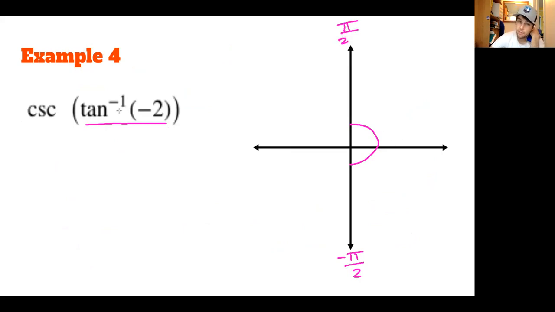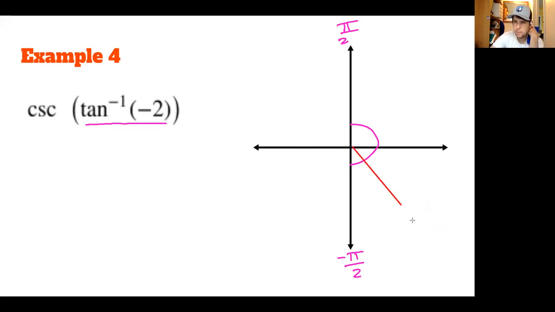It's negative, which remember, tangent is y/x. So in this quadrant, they're both positive. So tangent will be positive. But in this quadrant, we have a positive x and a negative y. So we're going to need to be down here in quadrant 4 this time, because this is a negative value, and that's where it's going to be negative. So I'm going to go ahead and sketch out an angle down there somewhere.